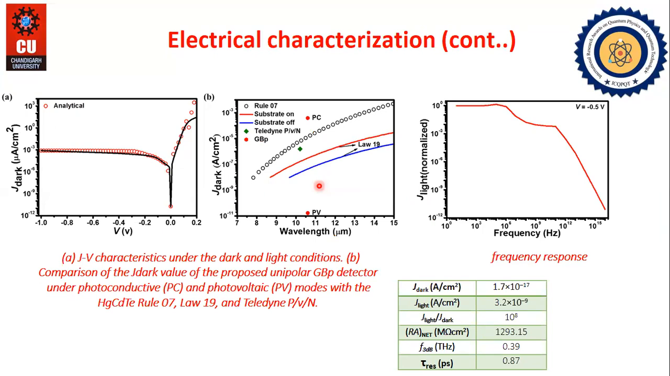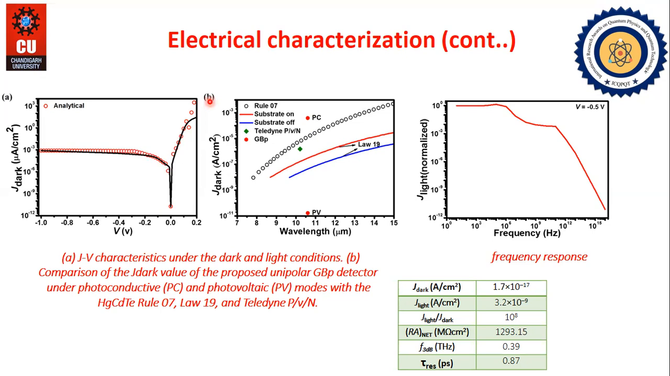The non-linear dark current density voltage characteristic in the log scale is shown in figure A. The dark current density will increase with the applied voltage, which is attributed to the dependence of the conduction band offset on the bias voltage. It is also noted that the proposed unipolar detector shows a smaller reverse dark current density than the forward current density, indicating that there is the existence of the junction barrier in the proposed detector.